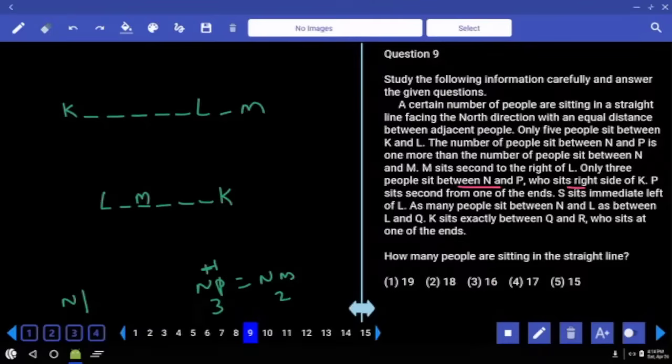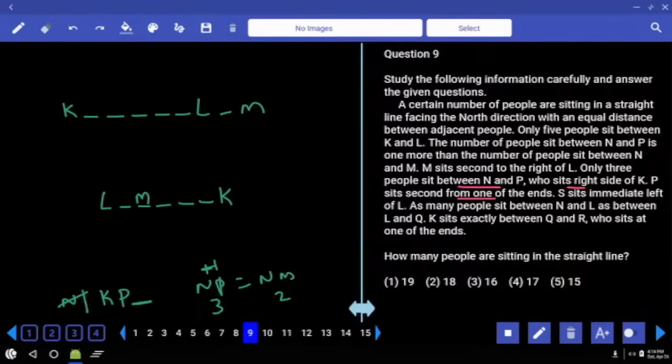P who sits right of K. Now where is this P? P is to the right hand side of K and N. And next one, P sits second from one of the extremes. P is to the right of K and P is seated second from one of the extremes. Now between N and M, how many people are there? There are exactly 2 people. And P sits second from one of the extremes, that means blank and P.